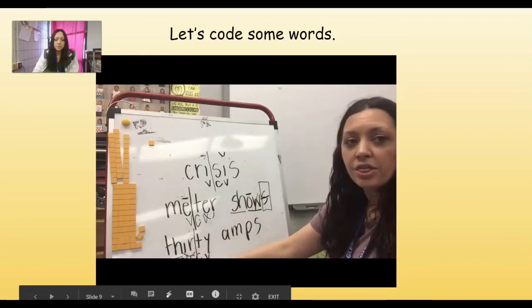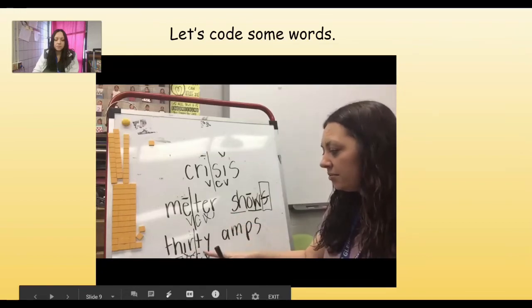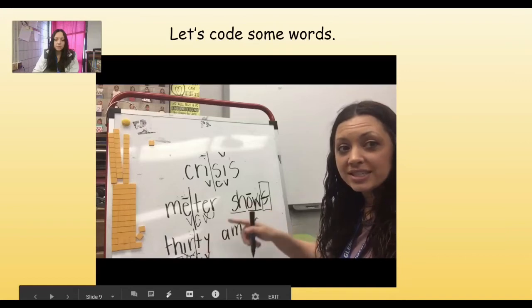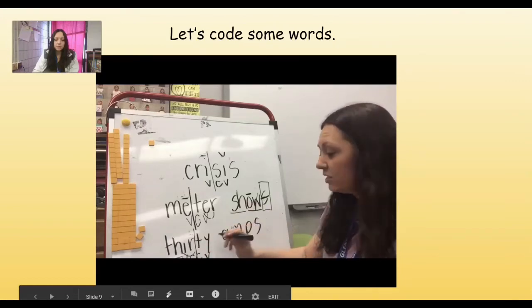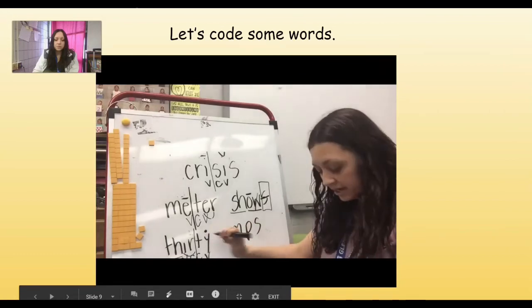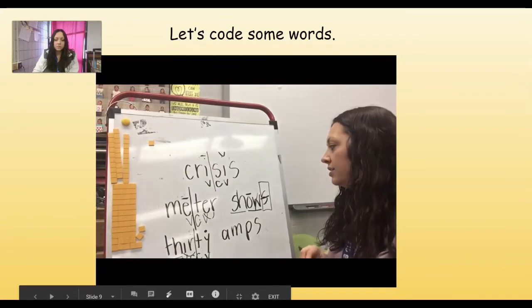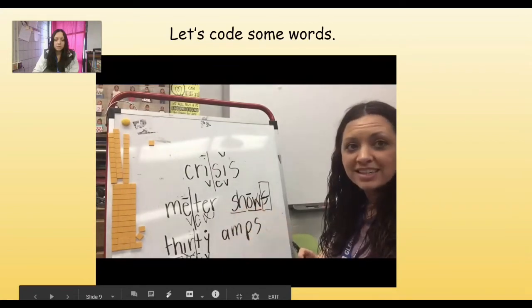So I have thir, and then over here, I've got T, so 30. Now, this Y is acting as a vowel. I can hear it. So I need to do what? I need to put that dot on top of it. Very good, for 30.